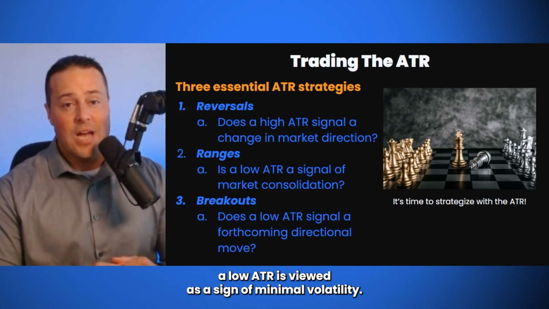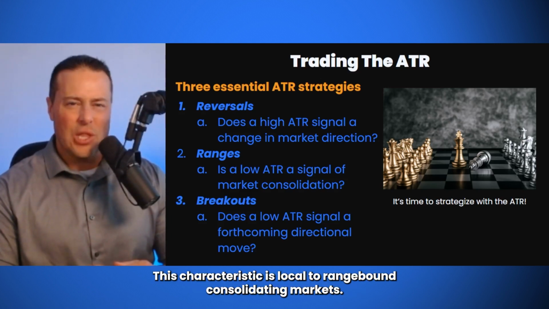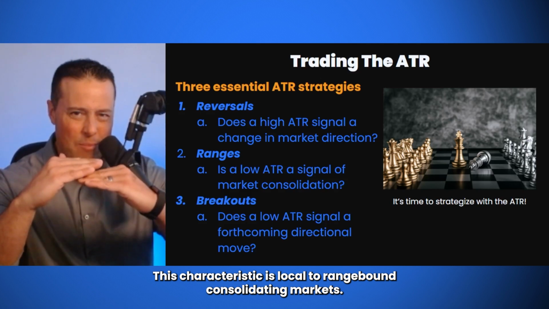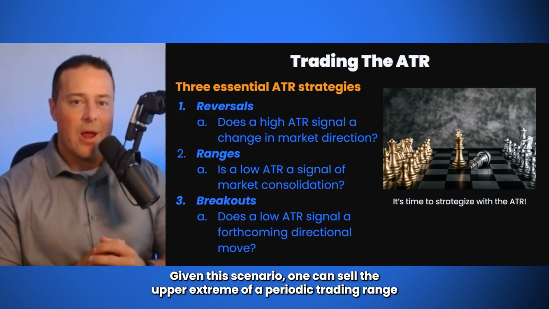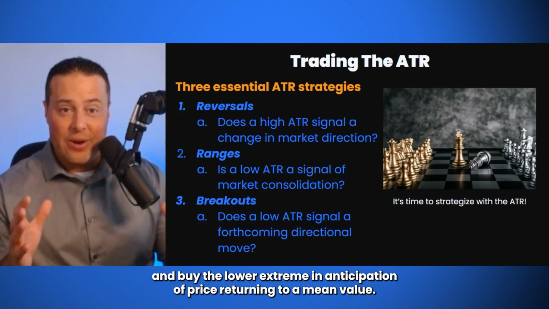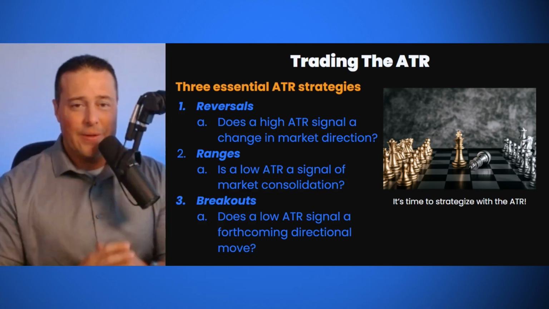The second way that traders implement the ATR is in rotational trading strategies. In this case, a low ATR is viewed as a sign of minimal volatility. This characteristic is local to range-bound consolidating markets. Given this scenario, one can sell the upper extreme of a periodic trading range and buy the lower extreme in anticipation of price returning to a mean value.